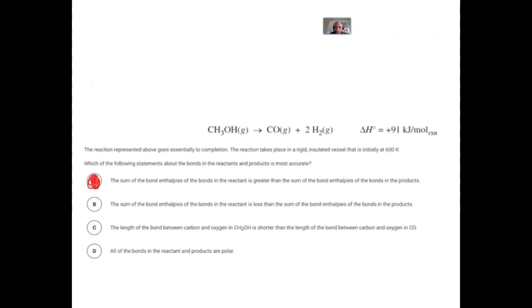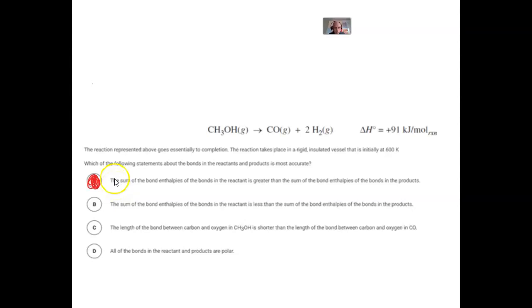All right, I picked A. We see in this case that the delta H is positive. We'll learn what that little superscripted circle means later. That means that it's an endothermic reaction, and that means that more energy went in to break the bonds on the reactant side than came out when the bonds were formed on the product side. This phrase may not make sense yet.